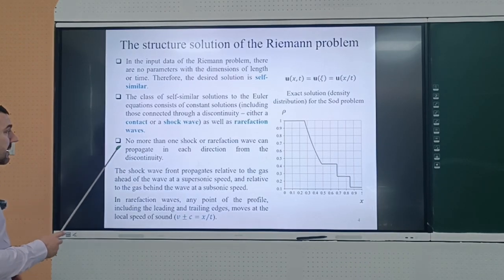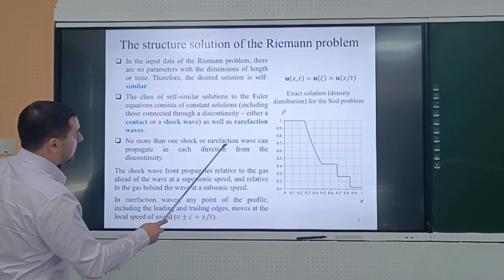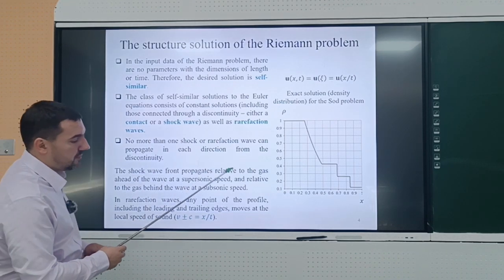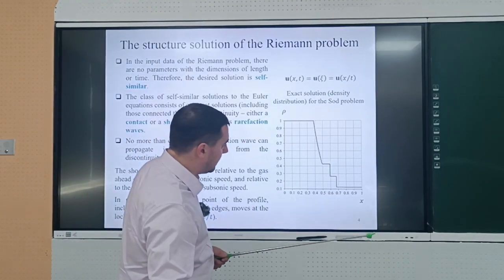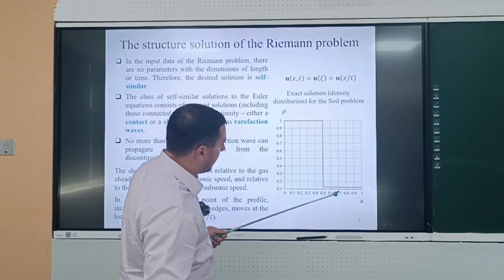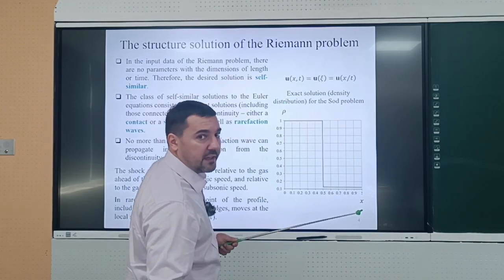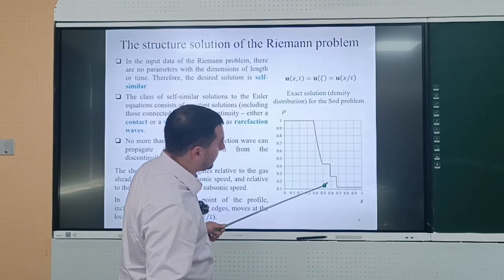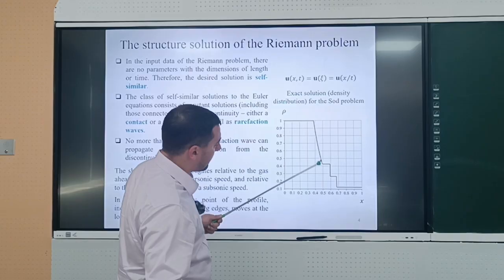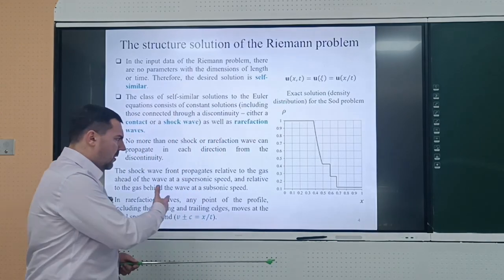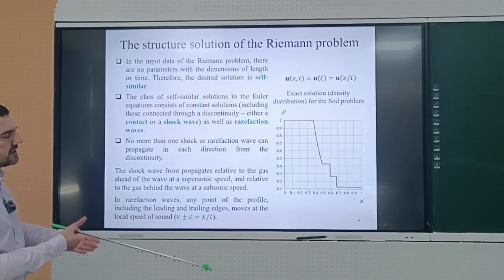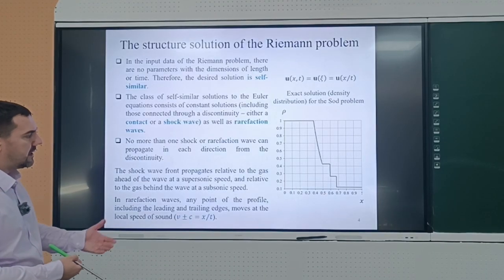So the important thing is that no more than one shock or rarefaction wave can propagate in each direction from the discontinuity. So it means that if you have an initial discontinuity, for example here, as a result of the solution, we can get only one wave propagating to the right relative to the initial discontinuity, and one wave propagating to the left. Why is it so? Actually, we can understand that by analyzing the speed of propagation of waves.